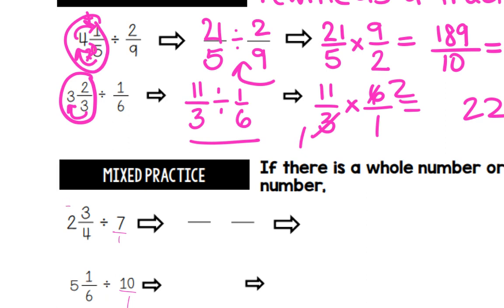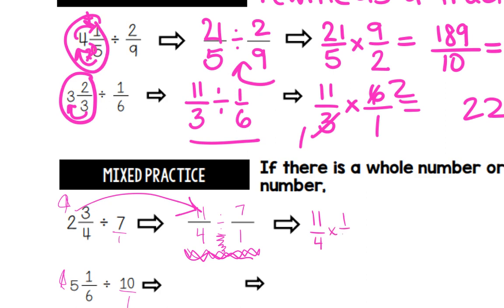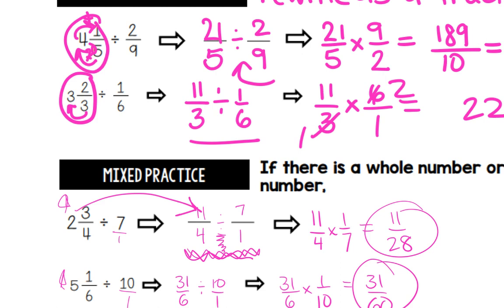So go ahead and try these two problems. And remember, don't try to do two steps at once. So we're turning this into an improper fraction. Leave this as division and then rewrite it 11 over 4 times 1 over 7. And there's your answers. Whew, that was a long one.